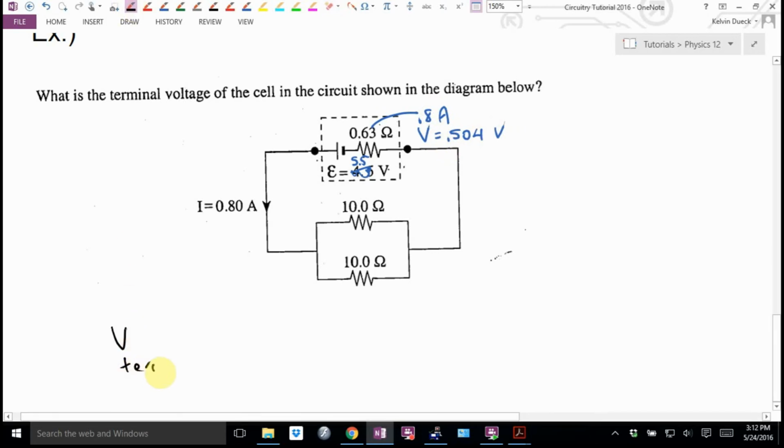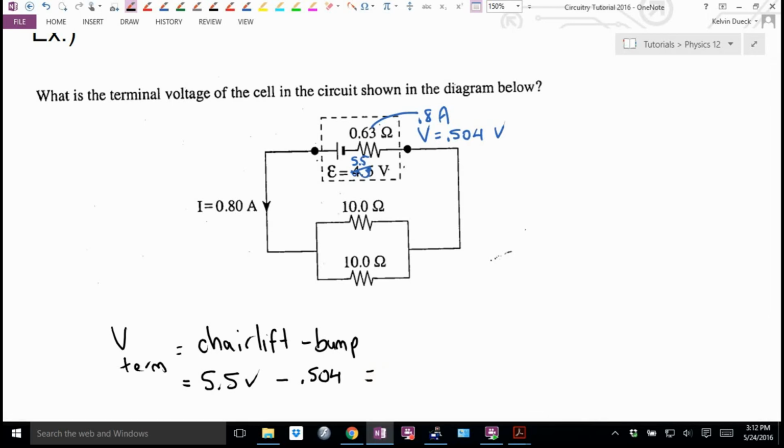The terminal voltage, all it is, is chairlift minus bump. As numbers, it's 5.5 volts in this question that I've made up, take away the 0.504 that I lose going through the battery. Heck, I can do this in my head. 5.5 take away 0.5 is 5, take away 0.04. I think it's going to be 4.996, I think. Let's double check that.